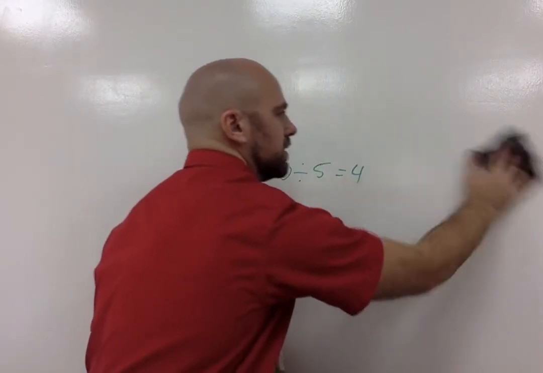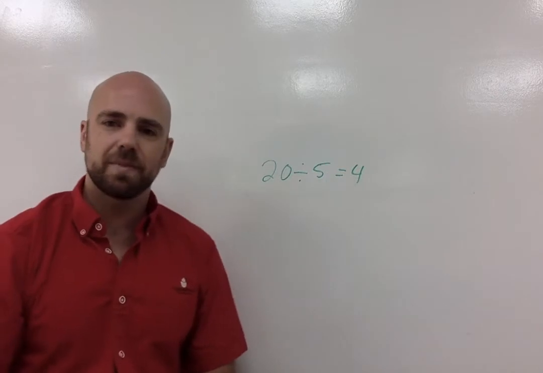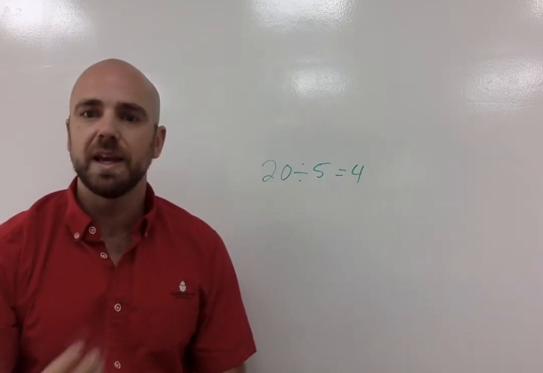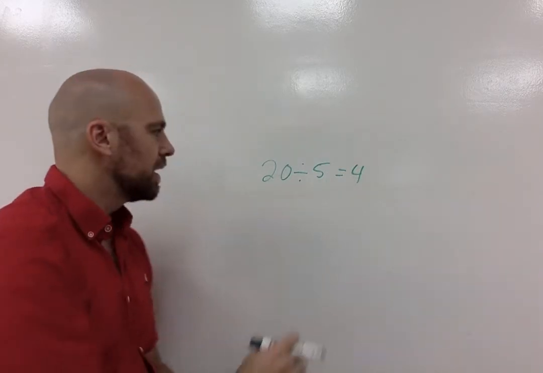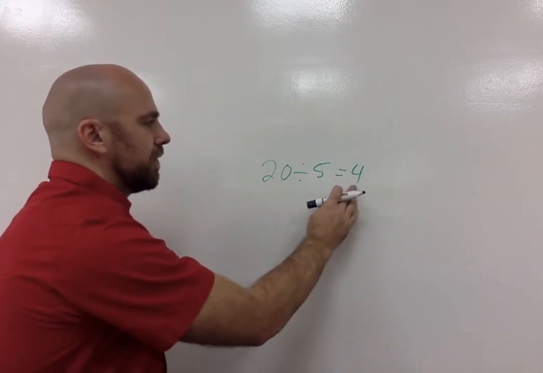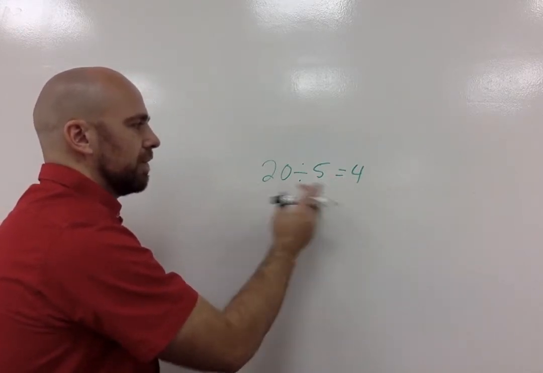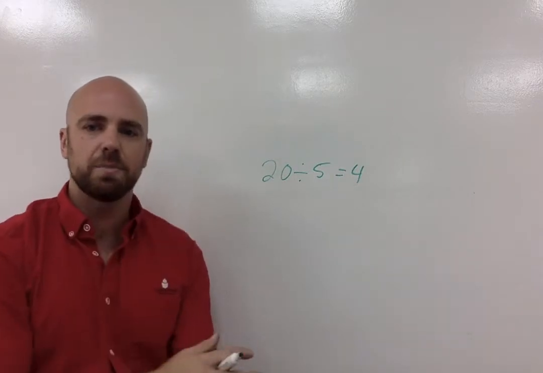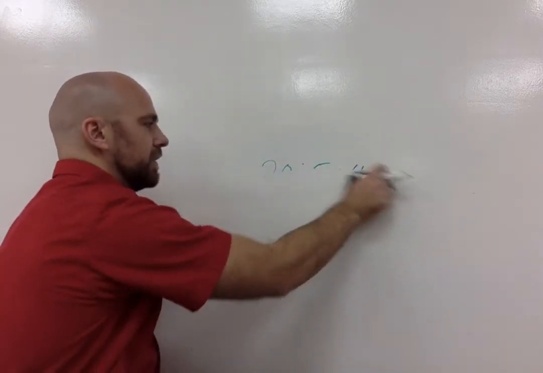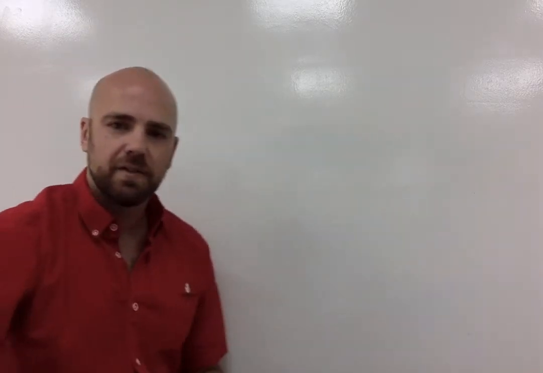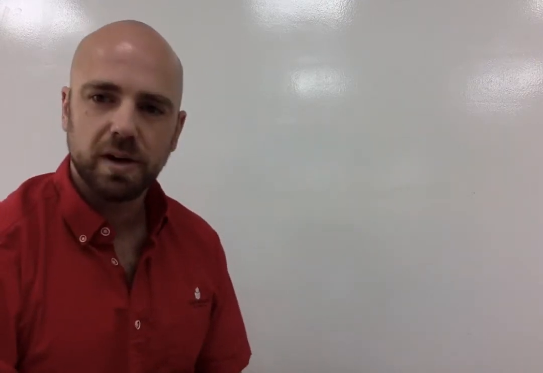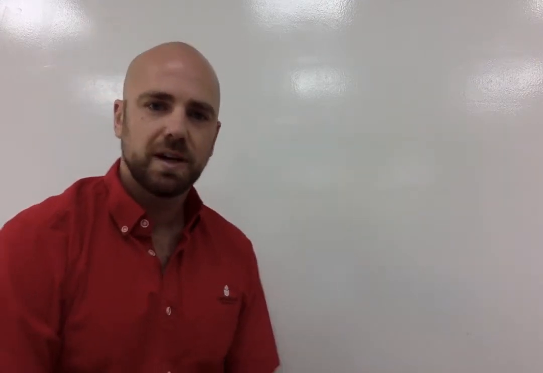But what we also realize is that division and multiplication are the inverse of each other. So what's going on here is actually 5 times 4 equals 20. So we're actually looking at the opposite. Division and multiplication have always had that relationship, so when we're talking about dividing fractions, we're going to continue to use that.